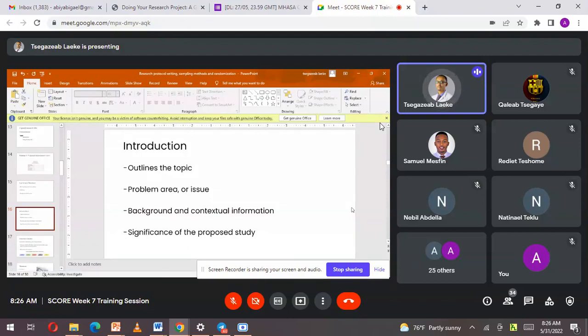So your introduction should outline the topic of your research, and then the problem area or issue you want to address. And then you should have a background and contextual information. So you have to introduce the reader to your research topic, and it should also include why you want to do this study. So what's the significance of the proposed study?